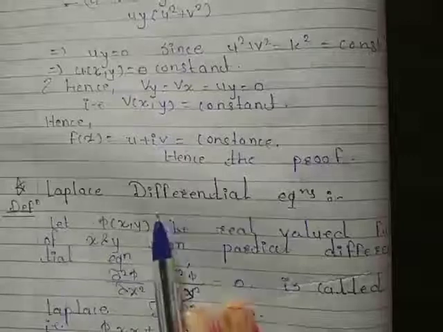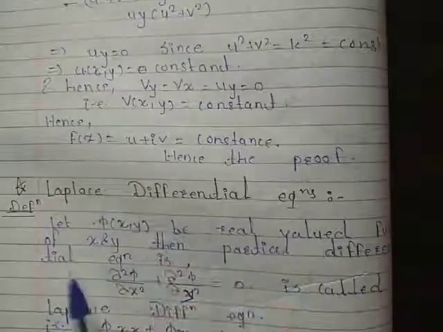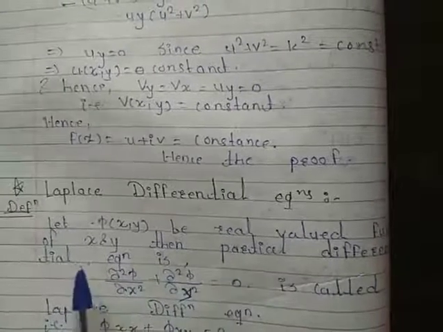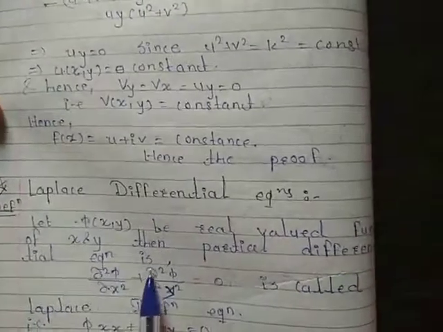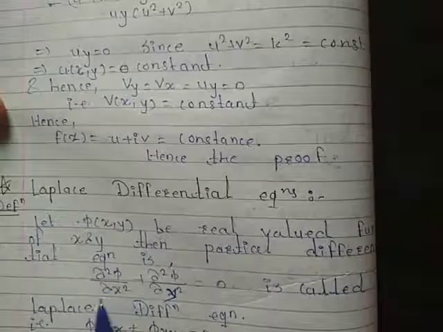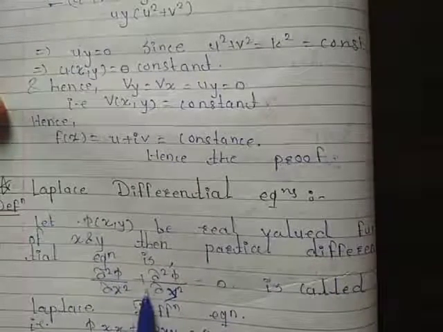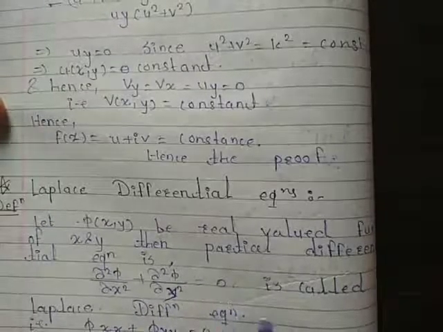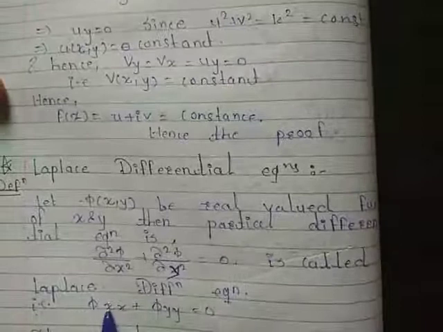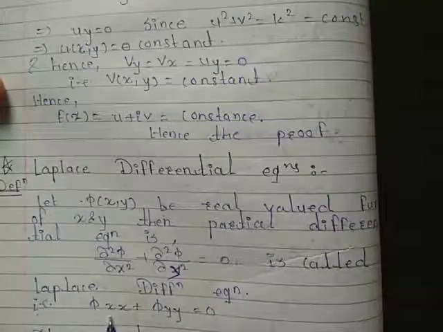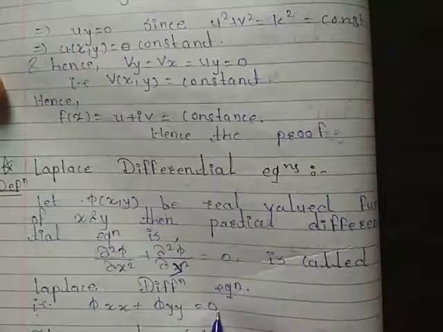Students, let us start with the Laplace differential equation. Let phi of x, y be a real valued function of x and y, then the partial differential equation ∂²φ/∂x² + ∂²φ/∂y² = 0 is called the Laplace differential equation, that is φxx + φyy = 0.